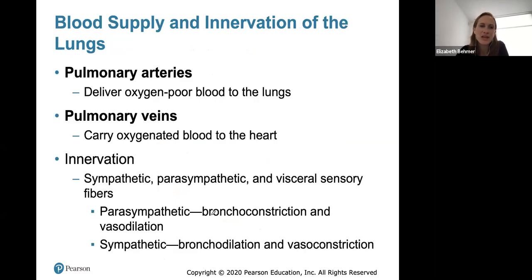Blood supply and innervation of the lungs. So pulmonary arteries, remember, they come from the heart to deliver oxygen poor blood to the lungs, and the pulmonary veins will pick up oxygen and carry the oxygenated blood back to the heart. And then it's innervated by sympathetic and parasympathetic fibers. Parasympathetic will bronchoconstrict and sympathetic will bronchodilate.